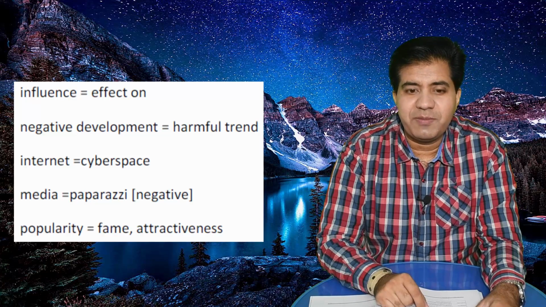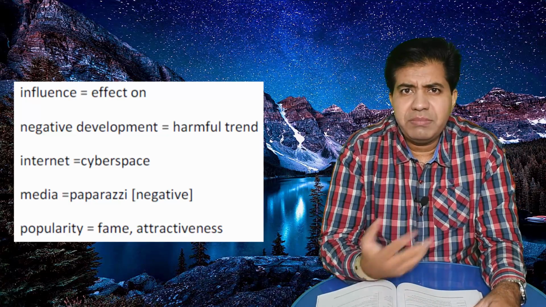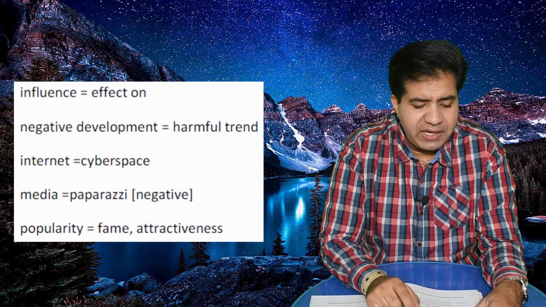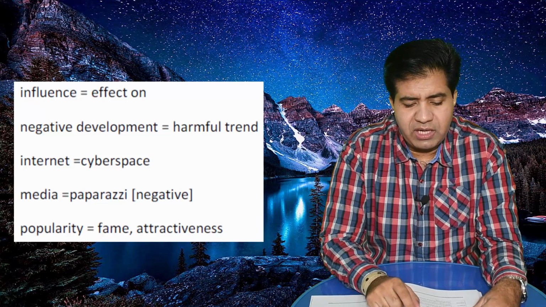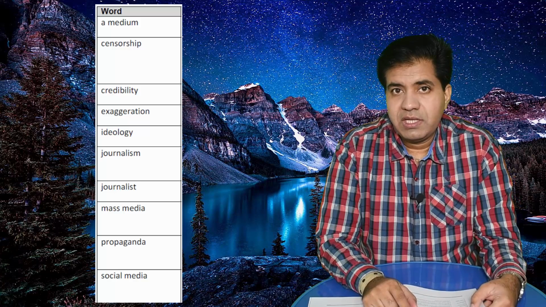It's a negative word, by the way. Okay. So media. Press, media and all that. Popularity. For popularity you can use the word fame or attractiveness. Now I'm going to give you some nouns, adjectives and verbs which you can use in your essays if the topic is about media. A medium.